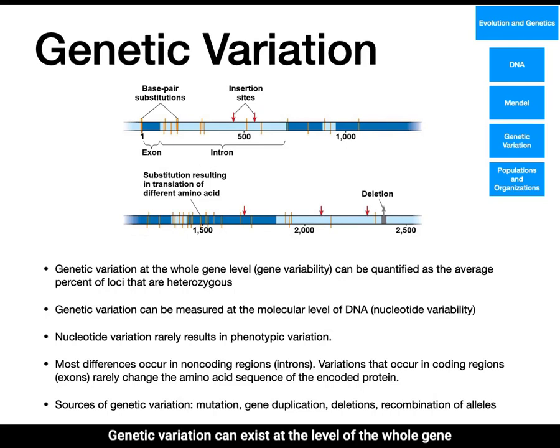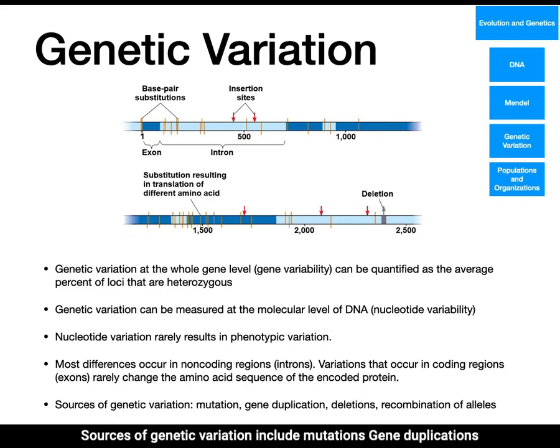Genetic variation can exist at the level of the whole gene or at the level of a nucleotide sequence. Much of the genetic variation at the level of the nucleotide sequence is silent, meaning it does not result in variance in phenotype. In part, this is a result of the fact that much of our genome and all organisms' genomes is non-coding, and to a lesser extent, it is a result of redundancy within the genetic code.